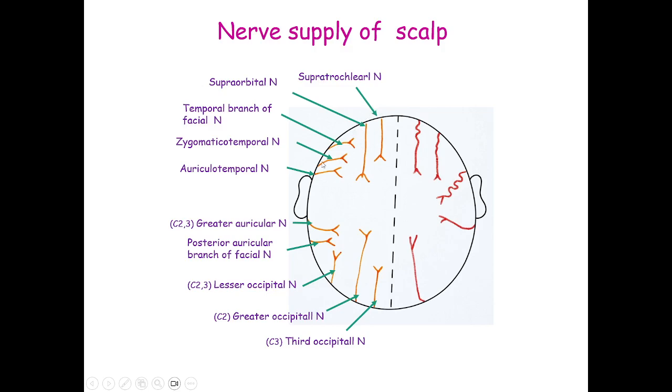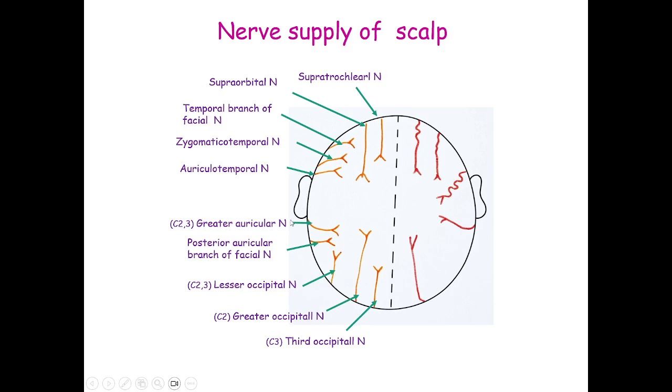Behind, it is supplied by the zygomaticotemporal nerve and auriculotemporal nerve. The zygomaticotemporal nerve is a branch of the maxillary nerve. The auriculotemporal nerve is a branch of the mandibular nerve. So these four nerves are giving sensory nerve supply to the scalp. In between them, you get a branch of the facial nerve, that is the temporal branch of the facial nerve. This is a motor branch, supplying the frontalis belly in front.